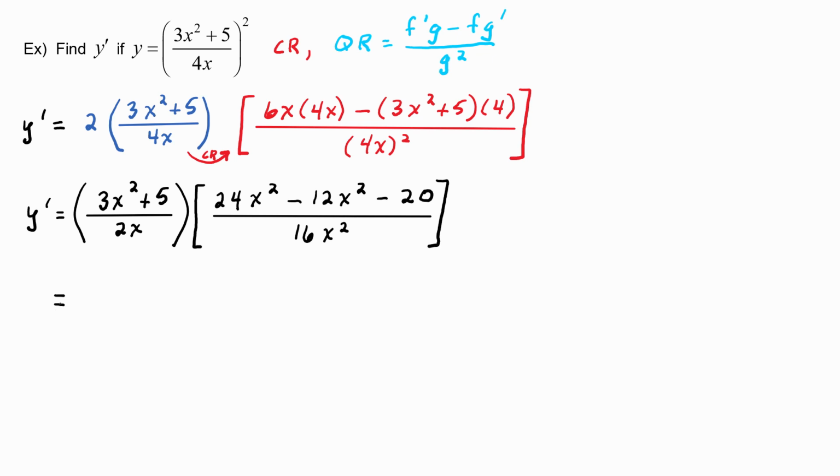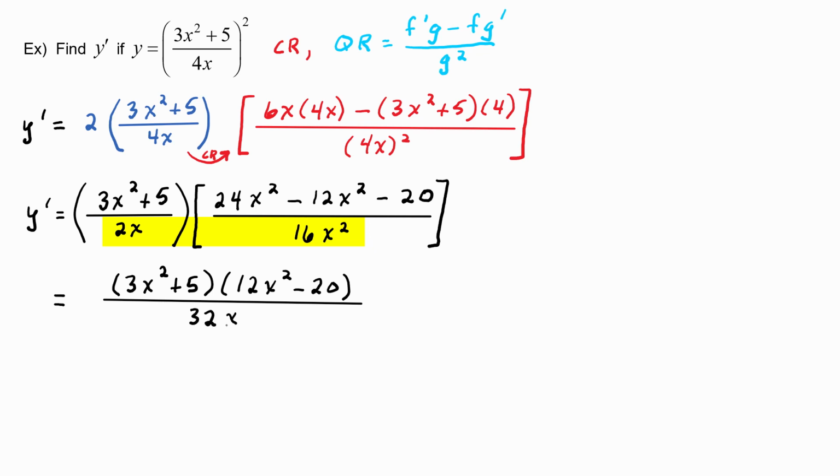Continuing to simplify, let's make one big fraction bar. We've got in the numerator 3x squared plus 5. And here we have 24x squared minus 12x squared. So that leaves 12x squared. And then we bring down the minus 20. Now in the denominator, we have 2x times 16x squared. So that's 32x cubed.